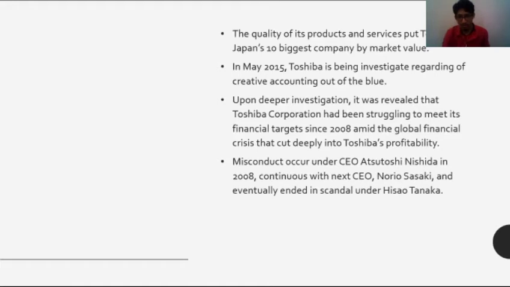In May 2015, Toshiba was being investigated regarding creative accounting out of the blue. All people were shocked at that time, but after deeper investigation, it was revealed that Toshiba Corporation had actually been struggling to meet its financial target since 2008 amid the global financial crisis that cut deeply into Toshiba's profitability. Misconduct at Toshiba occurred under CEO Atsutoshi Nishida in 2008, continued with the next CEO Norio Sasaki, and eventually ended in scandal under Hisao Tanaka.